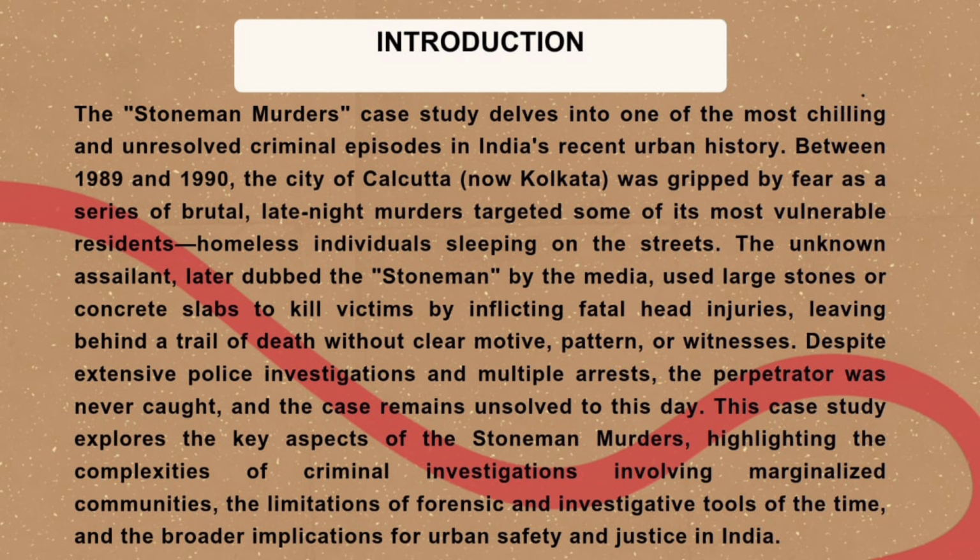The key factors: who are the targeted victims? The targeted victims are the homeless people sleeping on the street. Method of killing: heavy stones or concrete slabs used to inflict fatal head injuries. The killer's motive and pattern were unclear, making it hard for the police to catch them. And there were no witnesses to the crime, making it difficult for the police to gather evidence. The police faced several challenges in the investigation of this case.